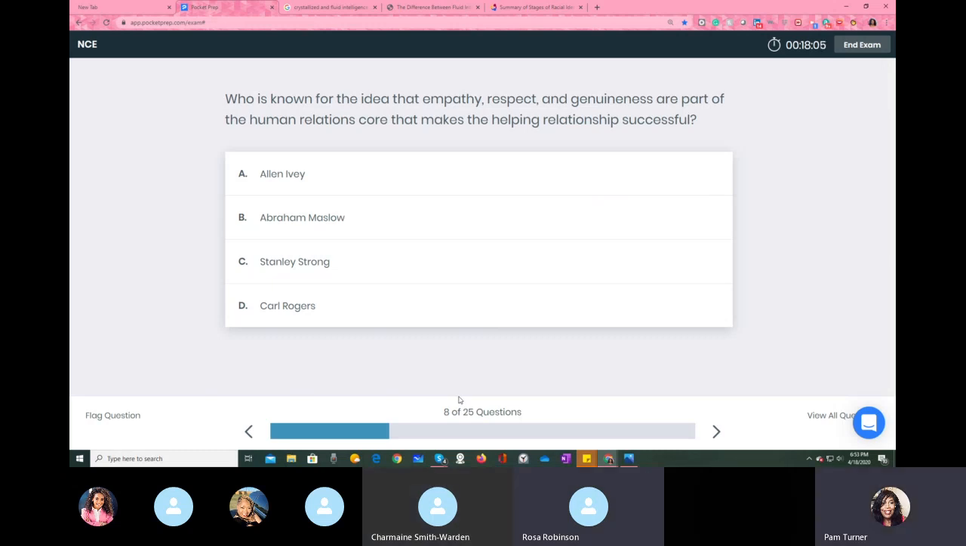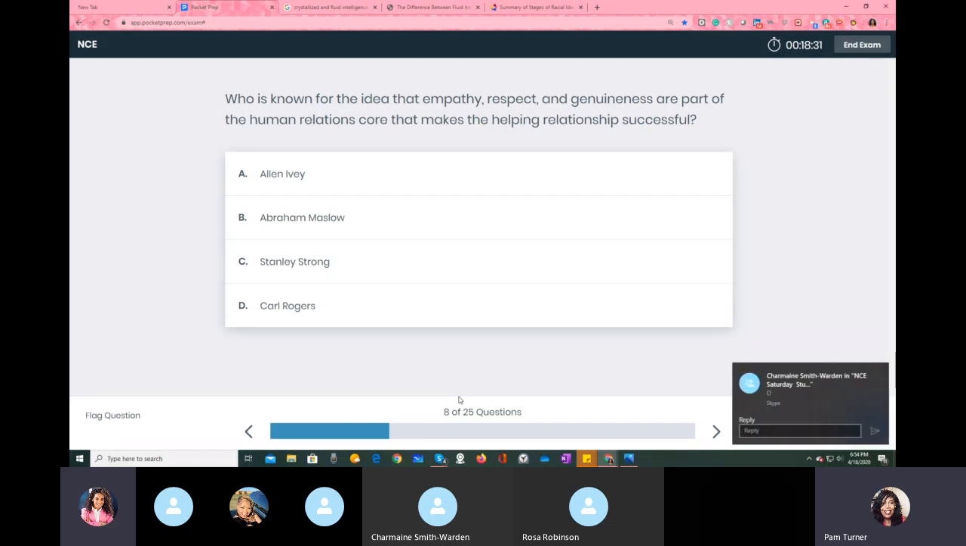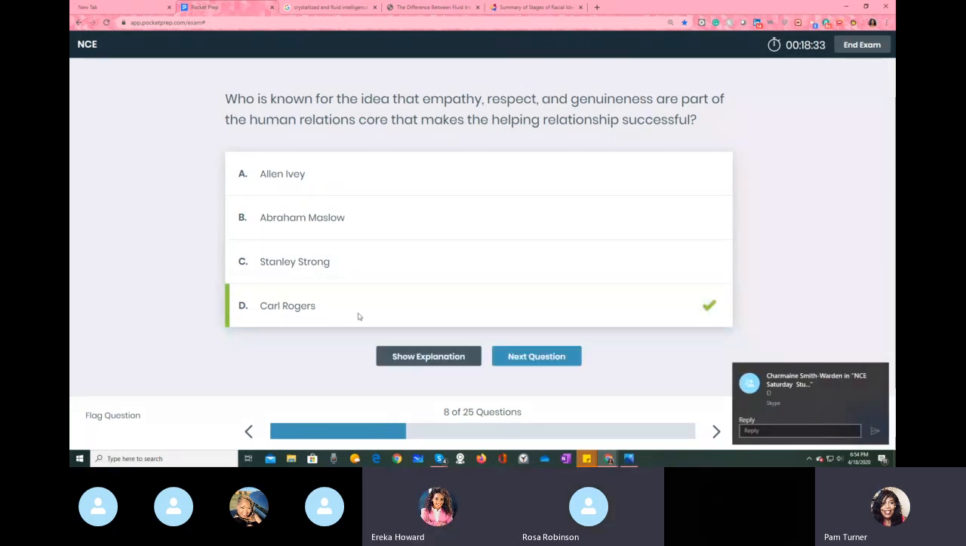Who is known for the idea that empathy, respect, and genuineness are part of the human relations core that makes a helping relationship successful? Alan Ivy, Abraham Maslow, Stanley Strong or Carl Rogers? There's some important words in there: empathy, respect, and genuineness, as well as human relations. Oh, that would be Carl Rogers?